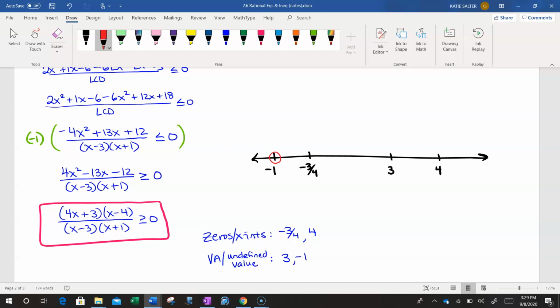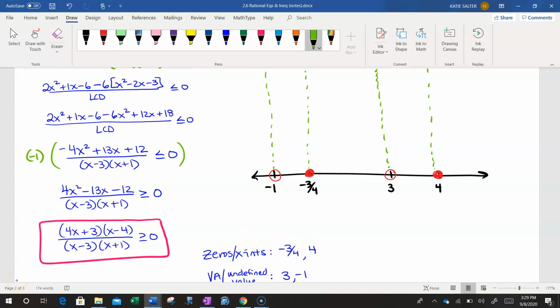So at negative 1, we're going to have an open hole. At negative 3/4, a closed hole. At 3, an open hole. And at 4, a closed hole. That creates 5 sections, and now we have to pick a number from each section, substitute it into each of these factors, and decide would it make that factor negative or positive. I really don't care what the number is. We just need to know if it's negative or positive to figure out whether the whole quotient comes out to be greater than 0 or not.